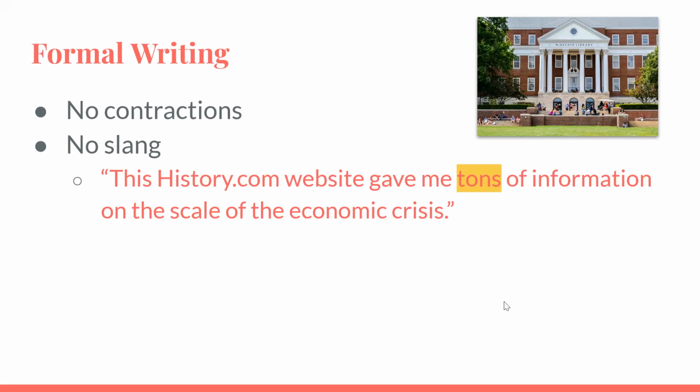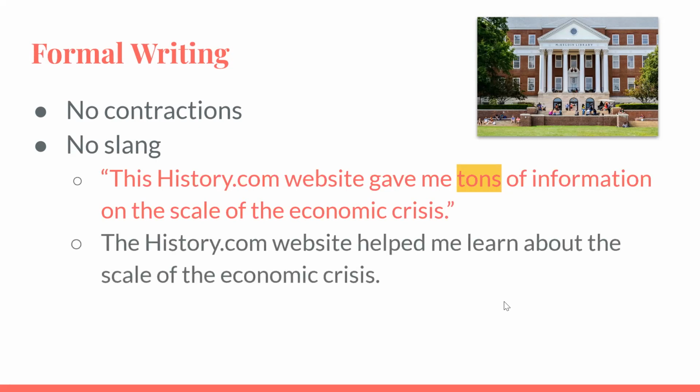So a way to fix that would just be to say the history.com website helped me learn about the scale of the economic crisis. The judges don't need to know how much information was in the source, or that you used it multiple times for that kind of thing. It's more, what did you do? Get in and get out and give them the facts.